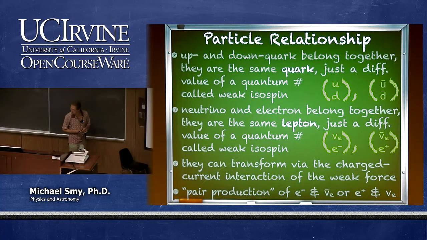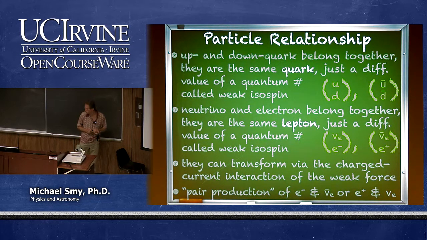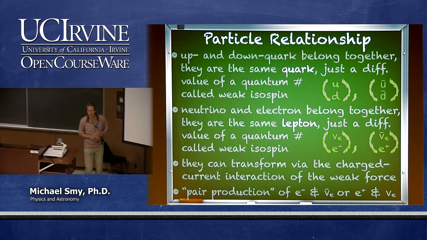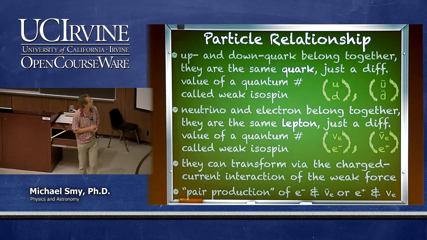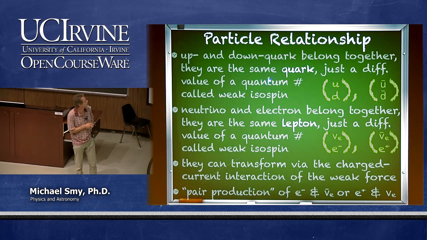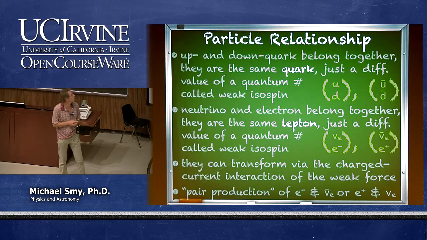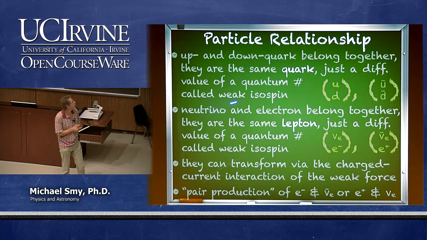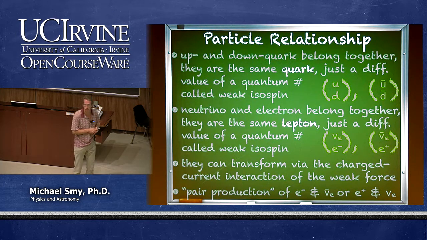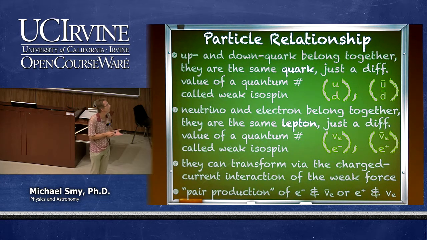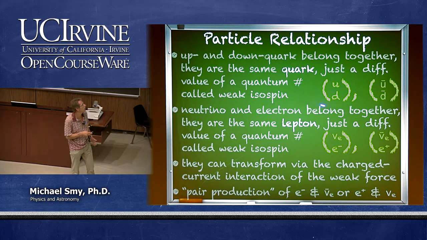Because of the weak interaction, there's also another particle relationship. The up and the down quark kind of belong together. It's almost as if they were the same quark, and there's just a different quantum number, just like we had quantum numbers for the hydrogen atom. In this case, the quantum number is called the weak isospin, so it comes from the weak interaction. And we can sort of symbolically write it as (up, down). That's, by the way, why they are named in such a way. We put parentheses around it to symbolize that it's like one particle.